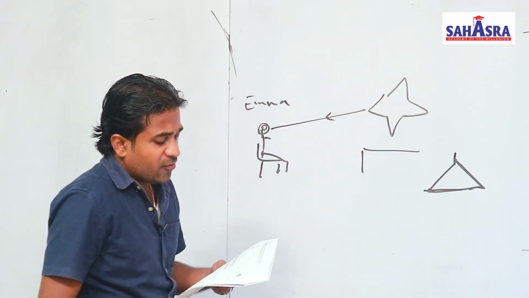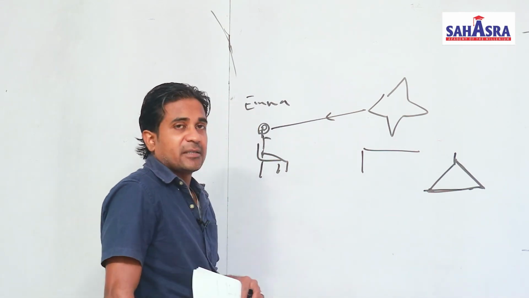What happens to the triangle for it to make a noise when it's hit?